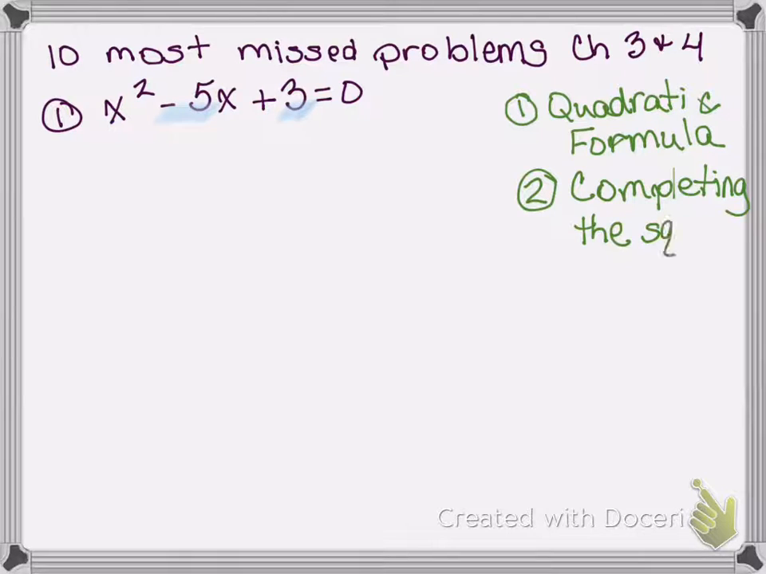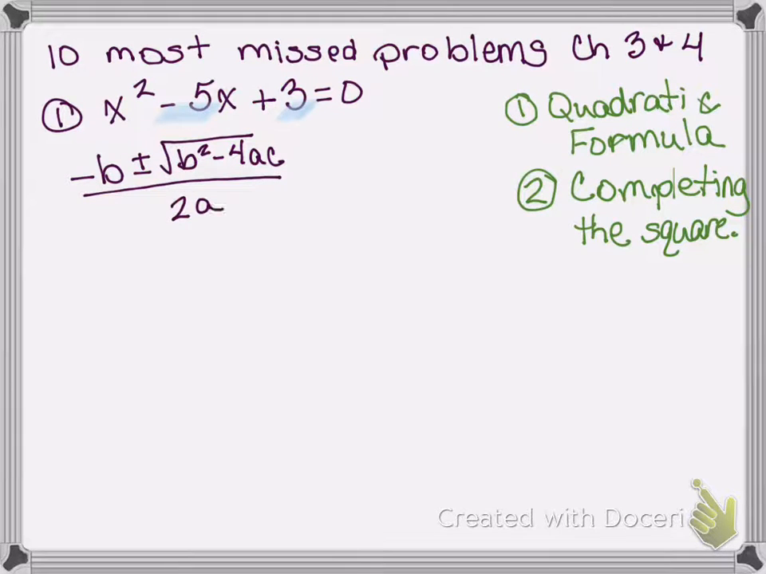whichever way you prefer. Now, completing the square would work for this one because our A is 1. However, our B is negative 5, and to do completing the square, you have to divide B in half and then square it. So sometimes that gets a little ugly. So really the quadratic formula is the best way to solve this problem. So I'm going to write out the quadratic formula. The quadratic formula is negative B plus or minus the square root of B squared minus 4AC, and all of that is divided by 2A.